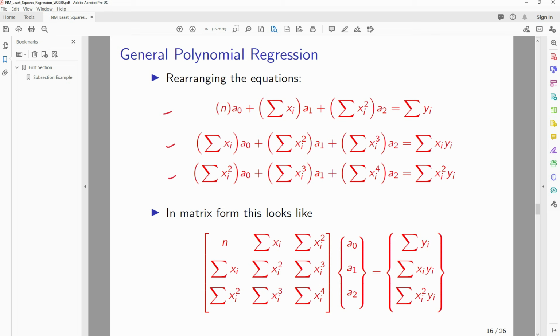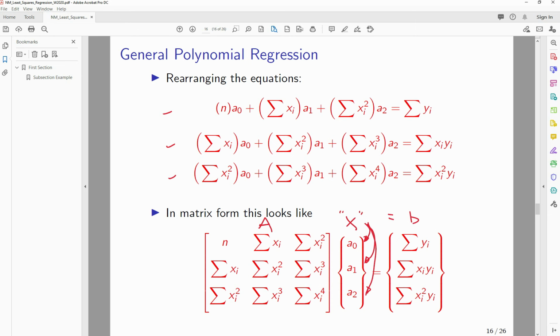We take this and convert it into a matrix vector form, and we're left with a square matrix. I'll call this matrix A. A unknown vector, I'll just call this X for the unknowns, namely a0, a1, and a2. And then the B side vector.